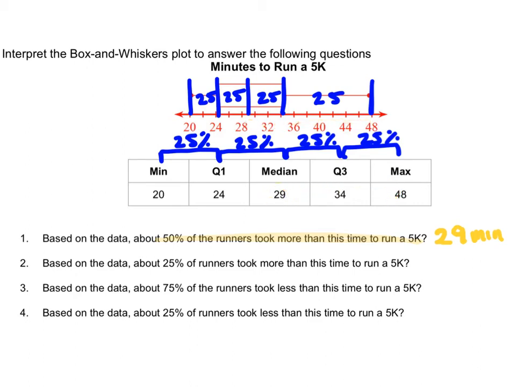For the next example, it says, based on the data, about 25% of runners took more than this time to run a 5K. So I want to include only one of the 25 percentiles from the right. So if I start here, I want to include just one of these 25 percentiles, which means I'm starting at 34. The same thing if I start from the right, because it's more than, I'm going to include just one of these percentiles. So I'd start here. So it'll be 34 minutes.